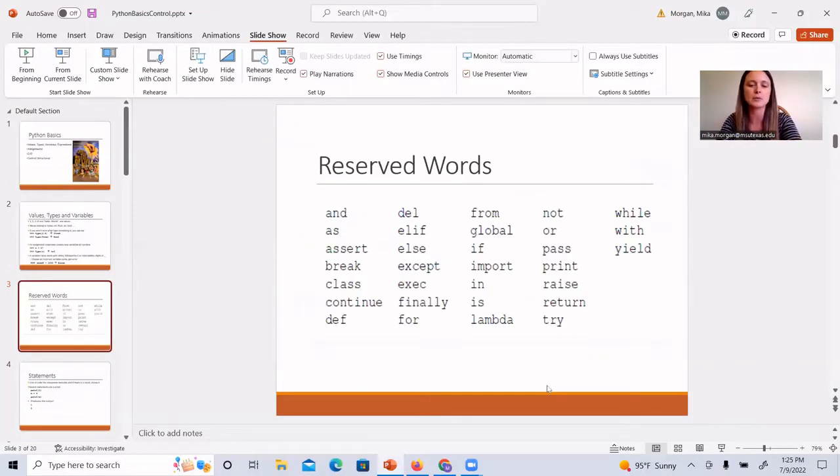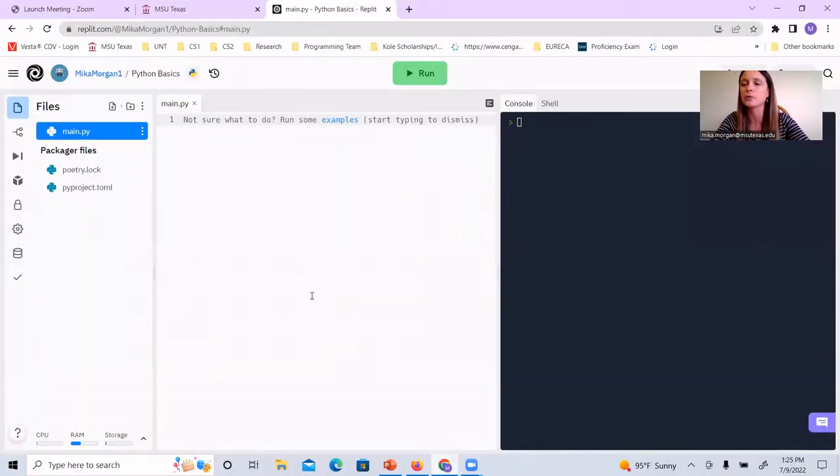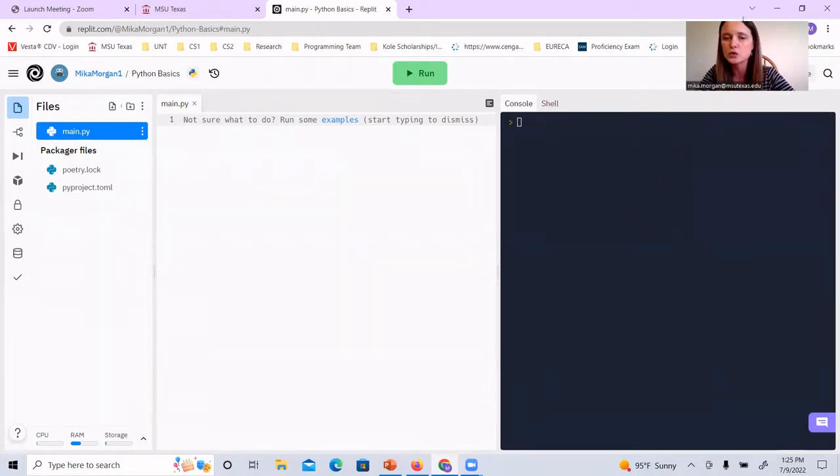So let's look at some examples of this. I'm going to go into Replit, which I showed in the previous video, and we're just going to make a couple of variables. We're going to store some information here. So if I said, for example, x equals 12, y equals 12.9, name equals Micah, because my name is Micah.